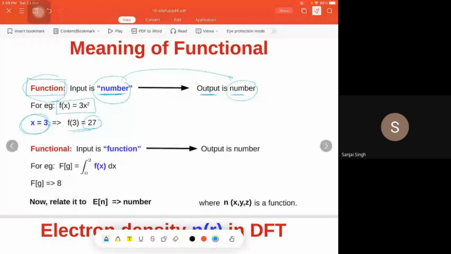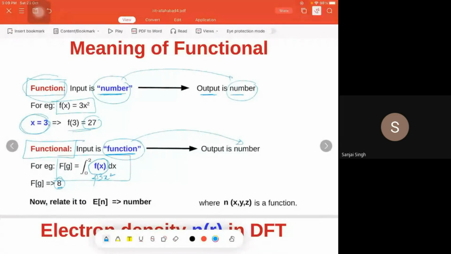Now the functional is a little different. It takes a function as an input and delivers you a number. What I'm showing here is an example of a functional. Here you have an input, which is, let's say, 3x squared. Now if you integrate this whole thing, you will get x cubed, and if you put in the limits, you will get the value 8. So it has taken the function as input and given you a number as output. So a functional is something where the input is a function and the output is a number.